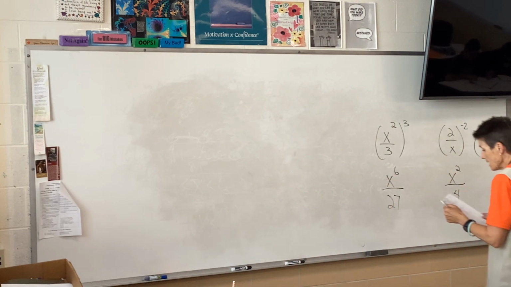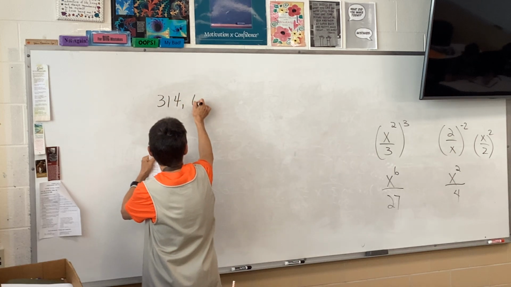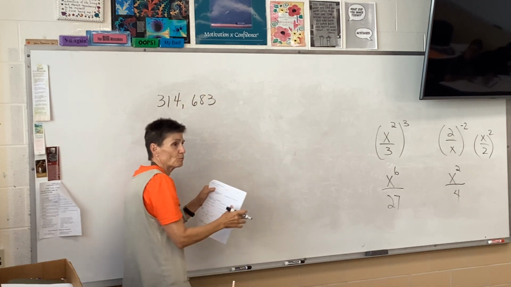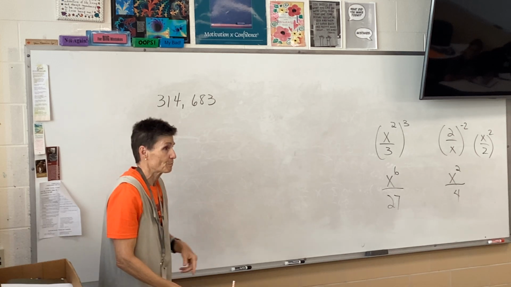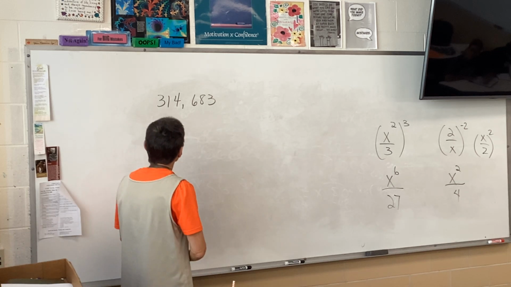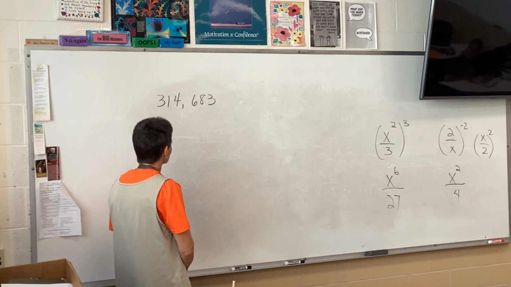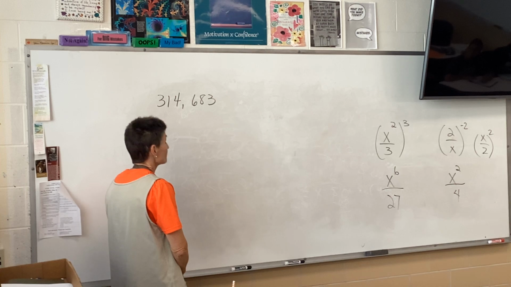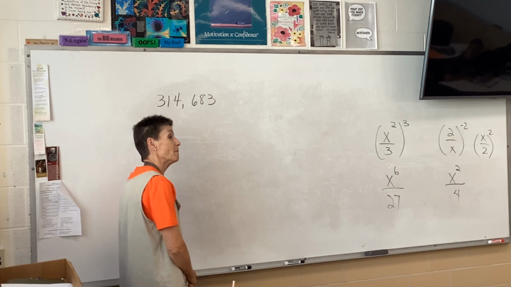Okay, so 8A says write in scientific notation. Anybody remember how to do this? I think you all had chemistry, so I'm sure you've written lots of things in scientific notation. What do we do? You go to the front one, and then you do 3.14 times x to the negative fifth. Actually, it would be positive fifth.